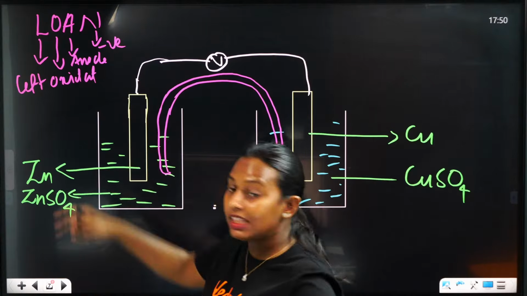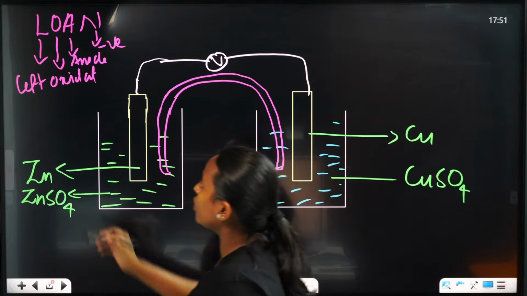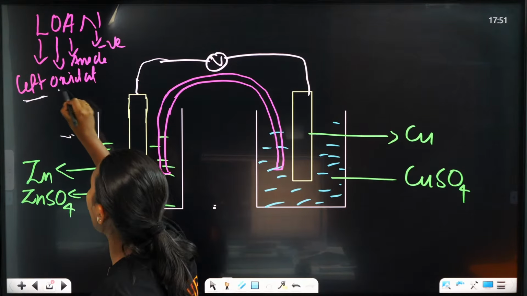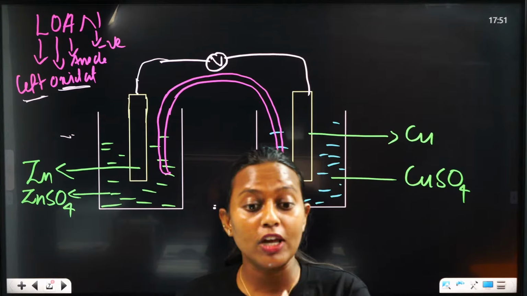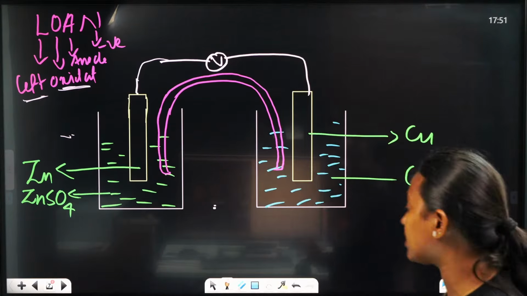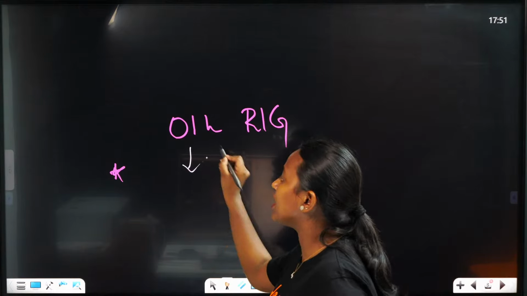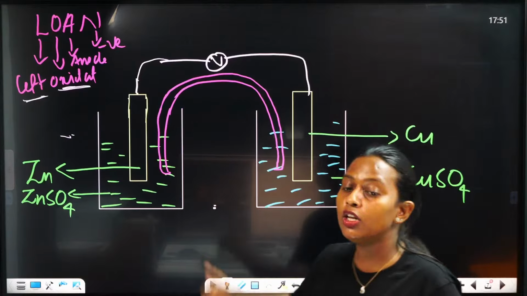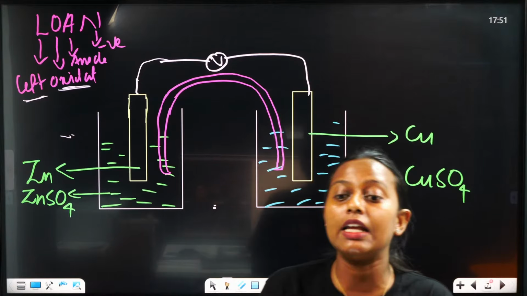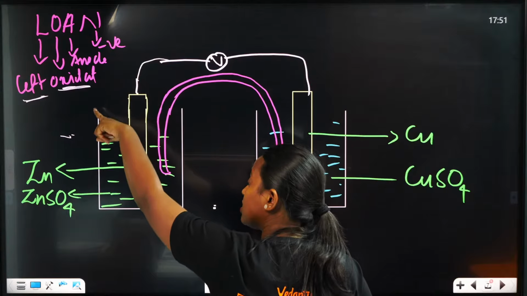So what will happen? Here you can see this is my left hand side. What happens on the left hand side? You can see on the left hand side there is oxidation. What is oxidation? Oxidation means losing of electron. So who will lose electron here? On my left side, oxidation will take place.